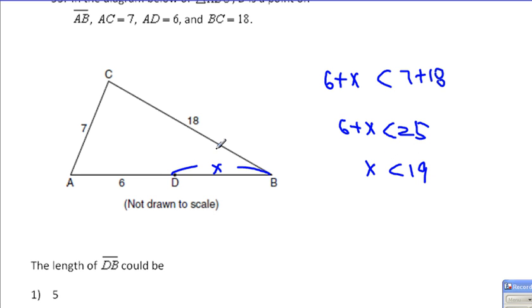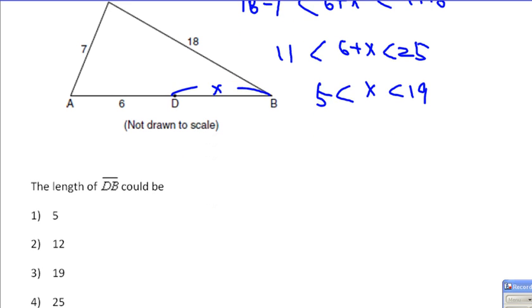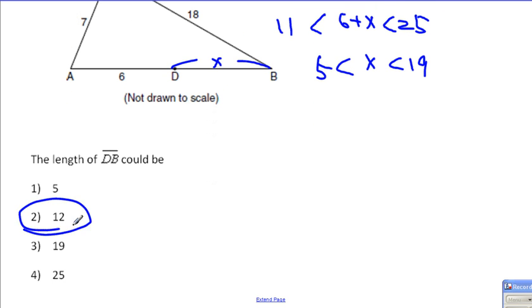On the other hand, instead of 6 plus x being the third side, 18 can be the third side. That means 6 plus x has to be greater than 18 minus 7, which ends up being 11. As you subtract 6 on each side, x has to be greater than 5. So we're looking at anything greater than 5 or less than 19, which would have been choice number 2.